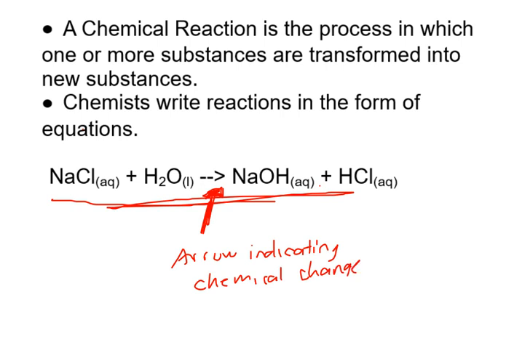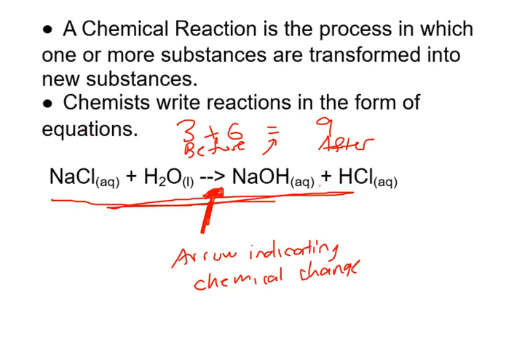We used to have NaCl and water. Now we have new stuff. The arrow is the way we separate it. It's kind of like a math equation. If you were to say that 3 plus 6 equals 9, the arrow is kind of like the equal sign. It's what separates the before and the after.